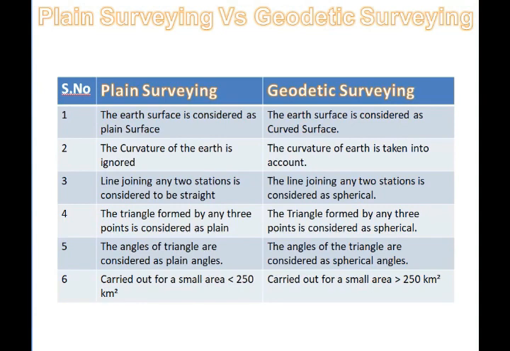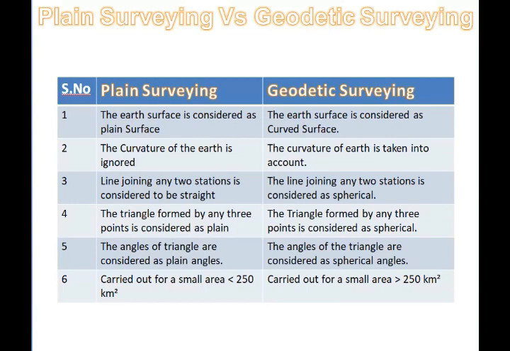The triangle formed by any three points that we consider is taken as plane, and the angles of the triangle are considered to be plane angles. This can be carried out in a small area of about 250 kilometers square or less. If it is above it, we have to consider the curvature of the earth.